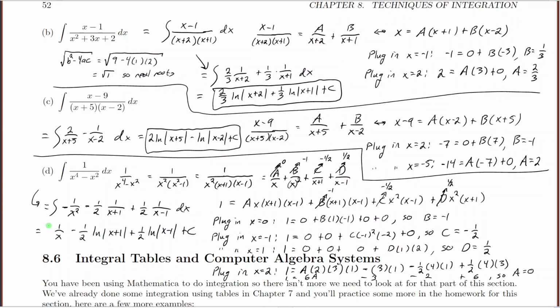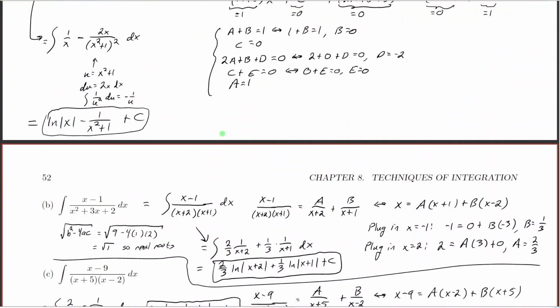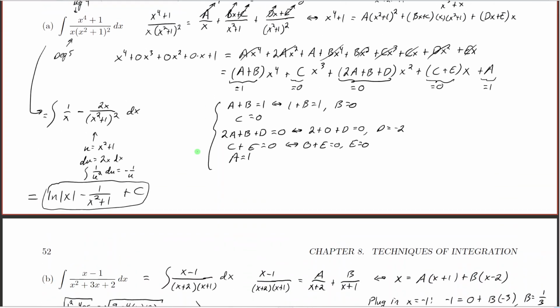Again, you could use some log properties to put those natural log terms together, bring the 1/2 in as an exponent, combine those, but there's no reason that we have to do that. So that wraps up those examples. And I think those are all correct.